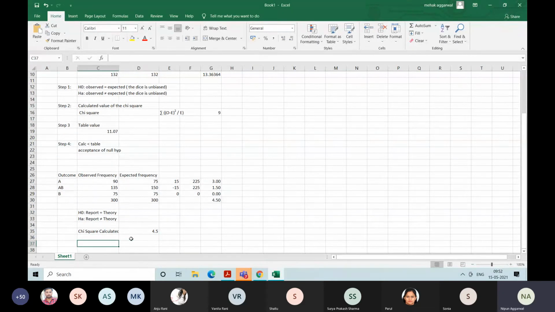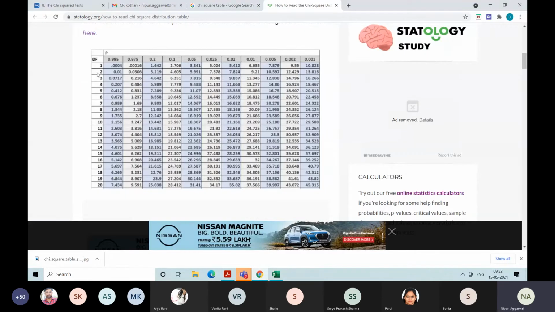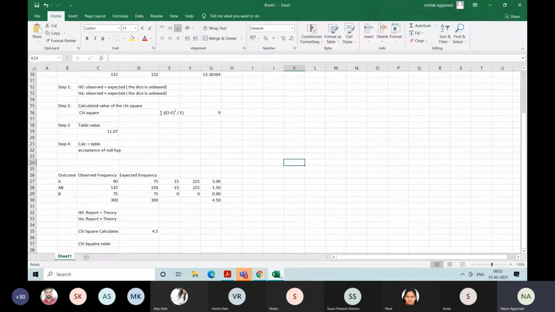Now the next is your chi-square table. So you have to check for the chi-square table value now. So the degrees of freedom is here 2. There can be only 3 outcomes, A, B and C. So 3 minus 1, 2 is the degrees of freedom, and level of significance is again by default 5%. So you check the chi-square table at degrees of freedom 2 and 5%, which is 5.991. So your table value comes out to be 5.991.